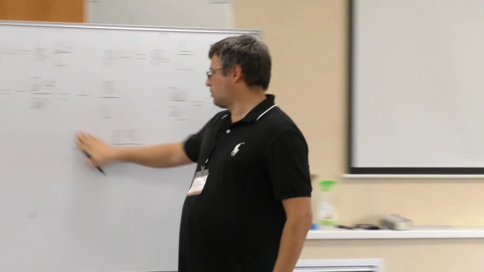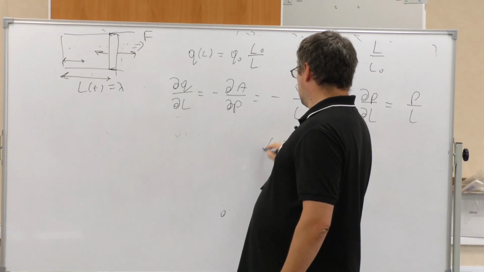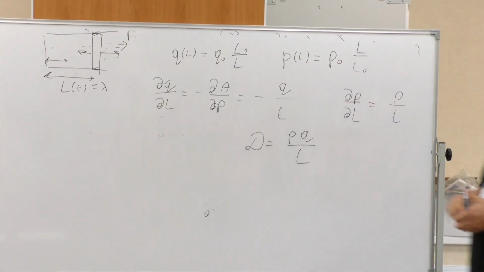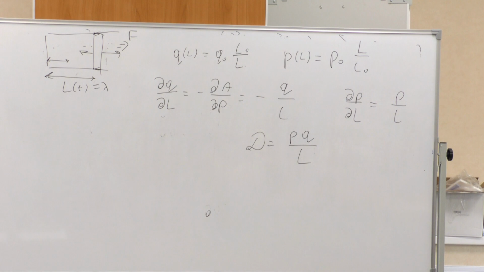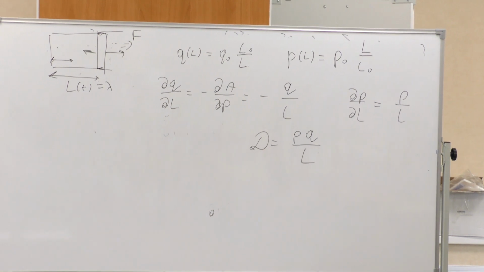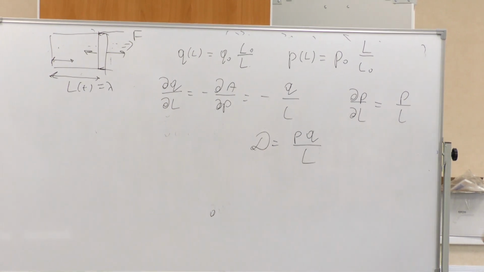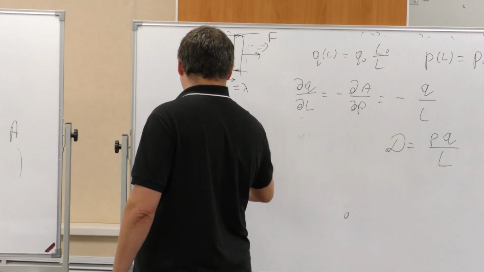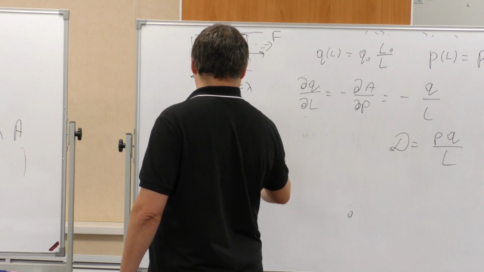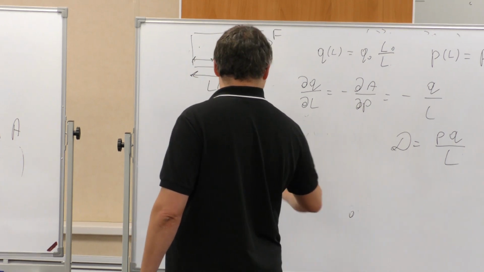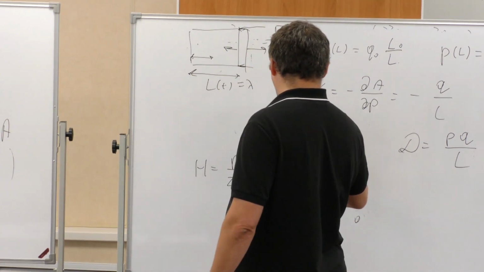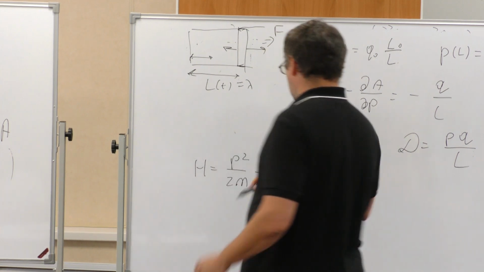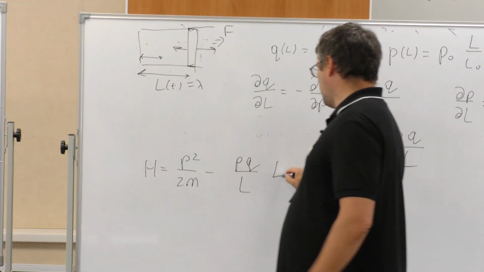And instead of A, we'll call it D. Some people call it dilation operator, some call it dilatation operator. I don't know what's the better choice. And then, for example, in this problem, my H will be P squared over 2M minus PQ over L times L dot.